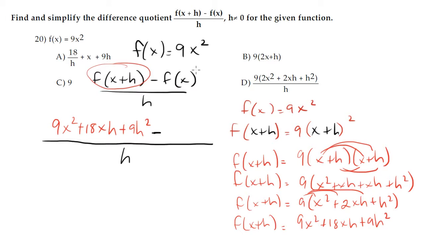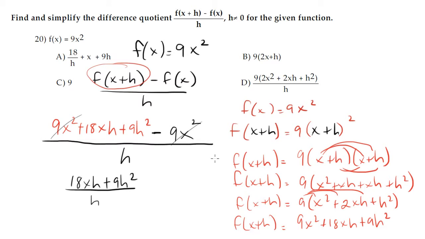What is f of x equal to? F of x is equal to 9x squared. Okay? So I evaluated f of x plus h, and I'm subtracting f of x, 9x squared, over h. Look at what happens. 9x squared minus 9x squared, that's 0. So now I'm left with 18xh plus 9h squared over h.